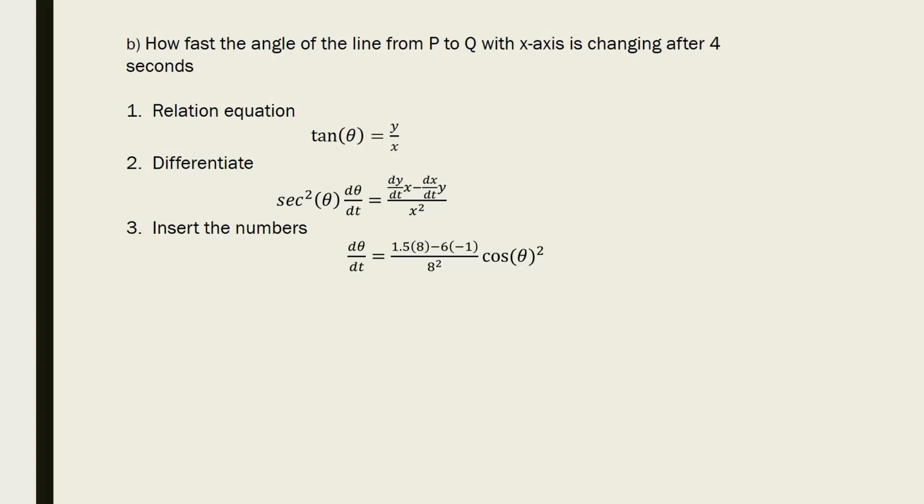And we can insert the numbers during this 4-second period, and our theta prime would equal 1.5 times 8 minus 6 times minus 1 over 8 squared, all multiplied with cosine squared theta. And the result would be that theta prime equals 0.18.